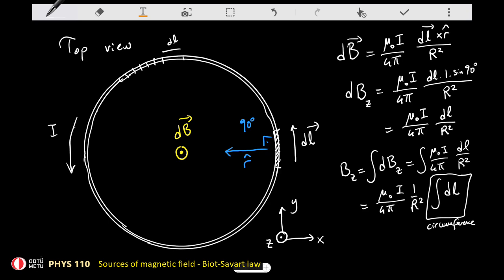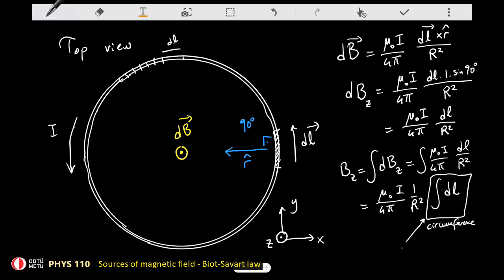right? I just need to realize this geometrical fact here. Once I understand this, I don't need to use any variable. But if you're not comfortable with this, just go ahead and use some kind of variable, like an angle variable here.